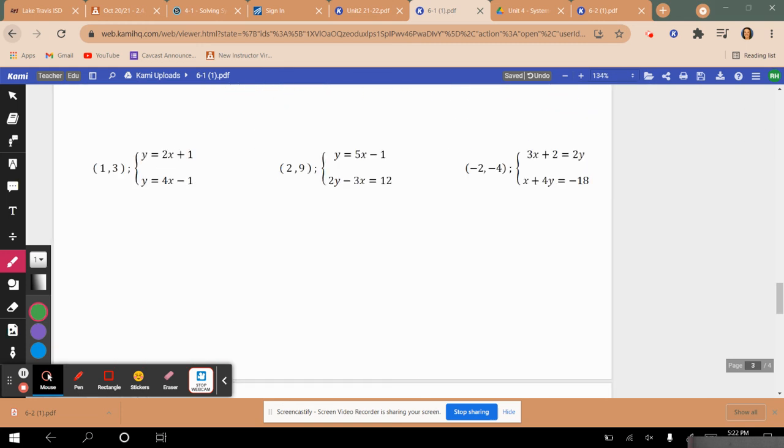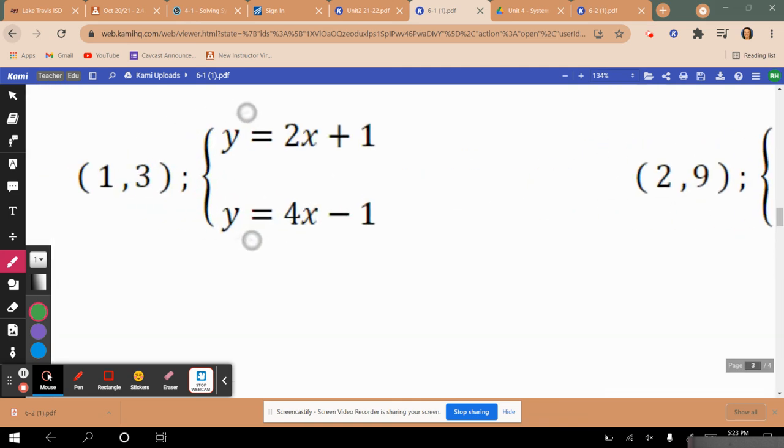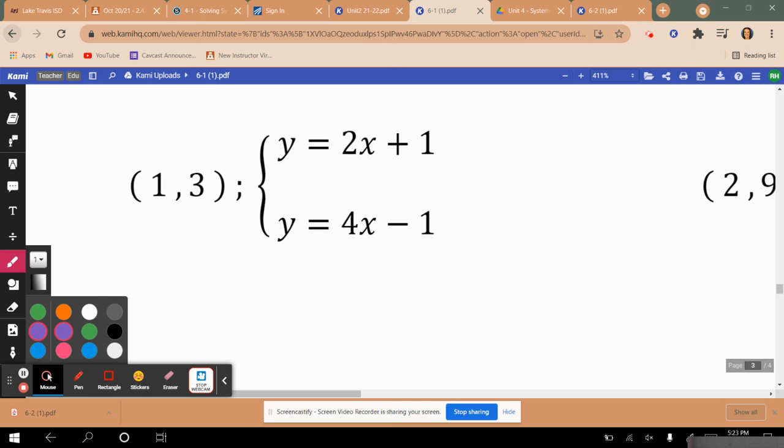Now I want you to look at these 3 problems. Do them on your own. Pause the video here. Okay, you should be done with these 3 problems and just checking your work. So let's go ahead and substitute in. Remember, we follow the same steps every single time. So we are going to do x, y, 1, 2.